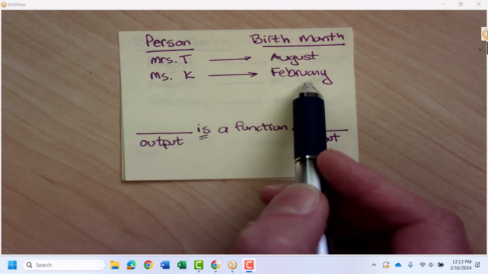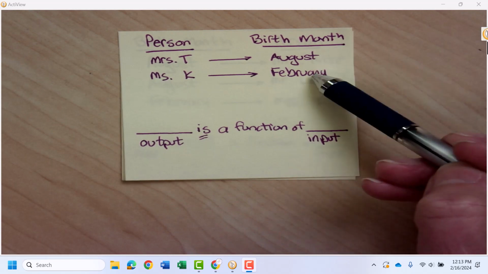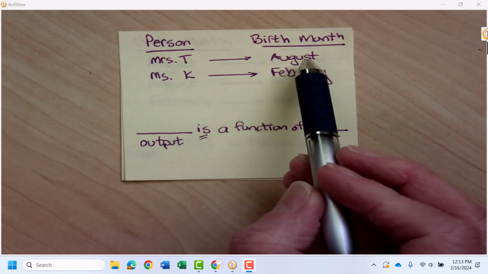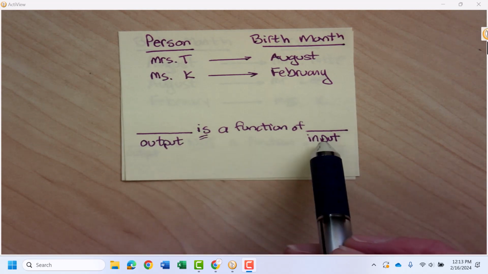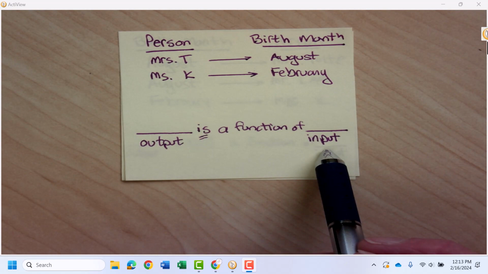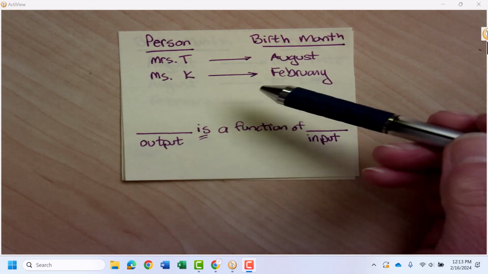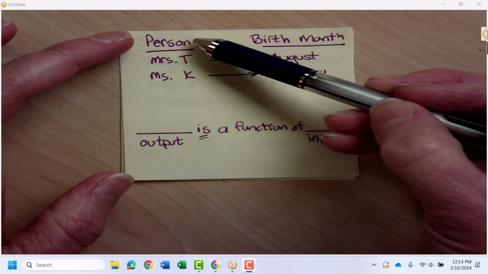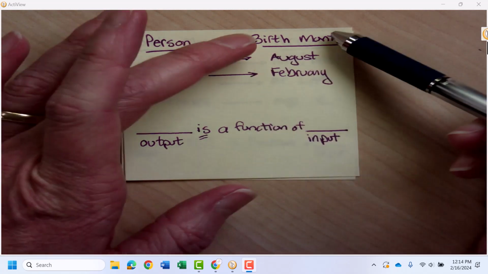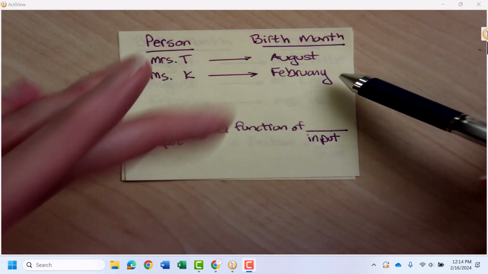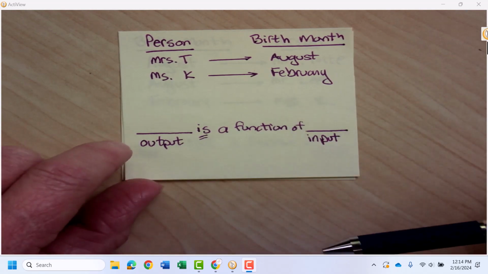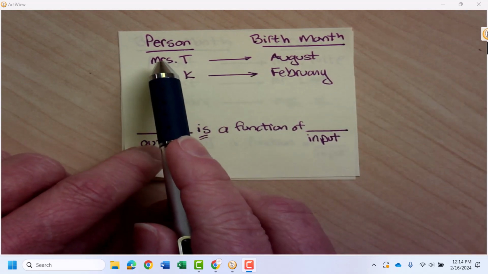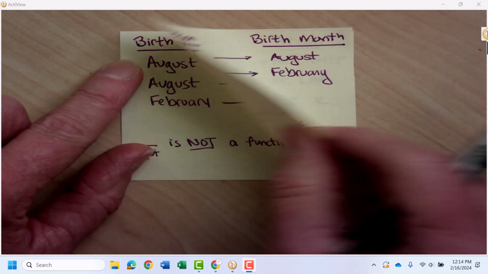And what we'll see in the lesson today is we're going to start talking about this as the output, the birth month, is a function of the individual, or the person in our case. I wanted to do this because I want to make clear that it's important that the person is the input and the birth month is the output. I'm going to switch those around just so we can talk about how something is not a function. So in our first example, the person was the input.